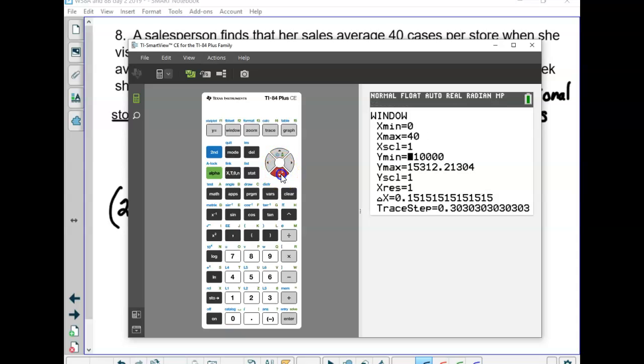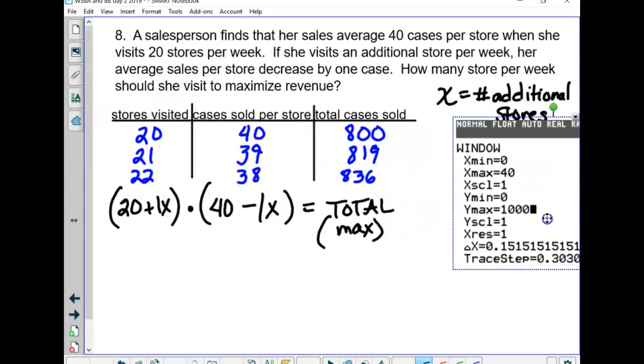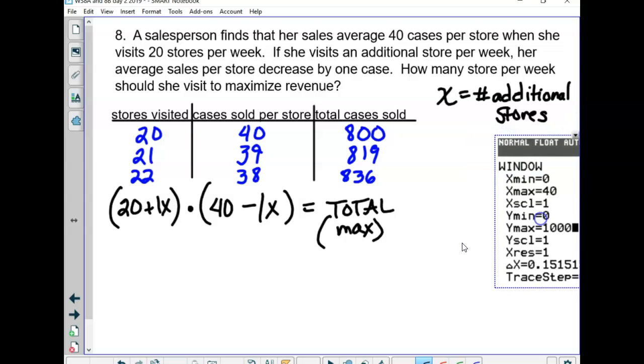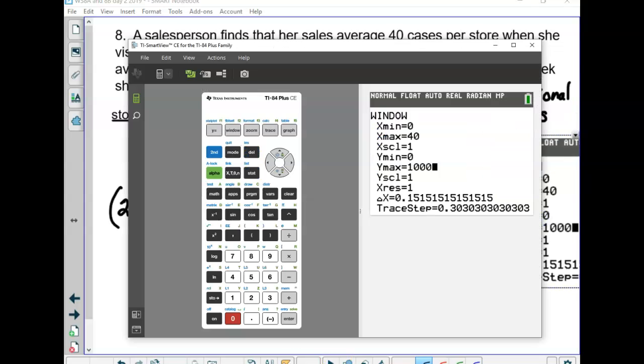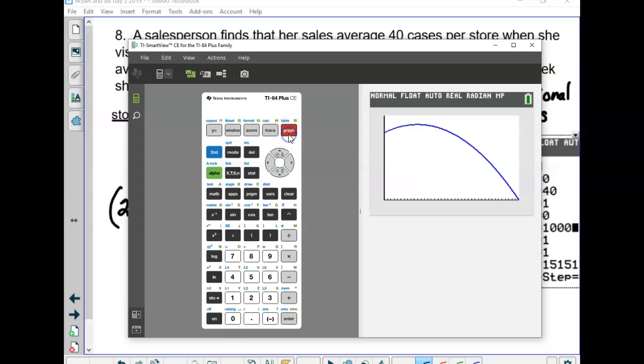Now, how many cases did we sell originally? Remember what we wrote down in our little chart? 800, right? But it was going up. So I'm going to just put like 0 to 1,000 and see if it maxes out in that window somewhere. Does that seem okay? So thinking about your window is pretty important for these. All right. Oh, looking good.